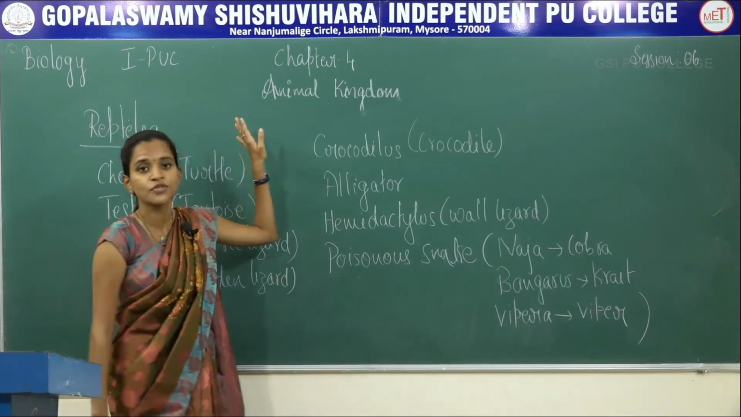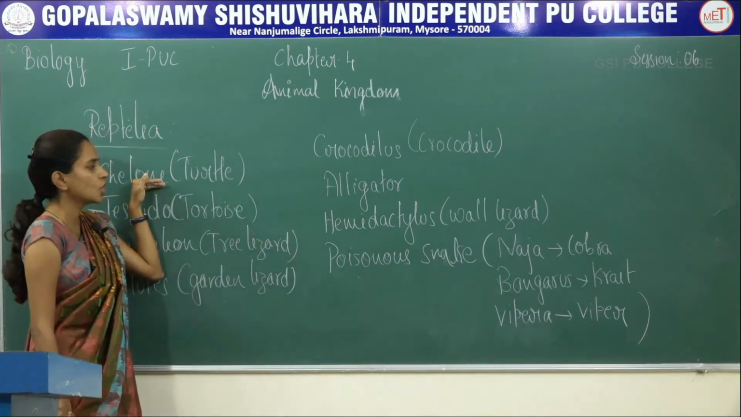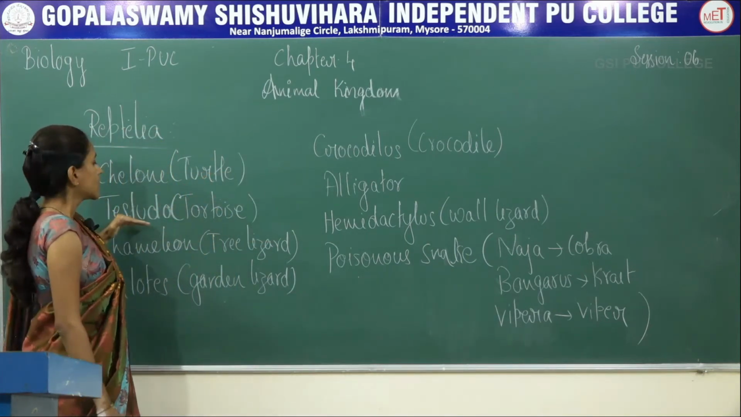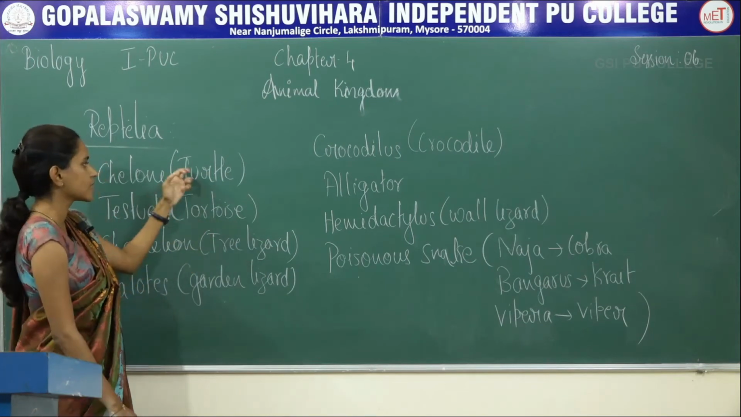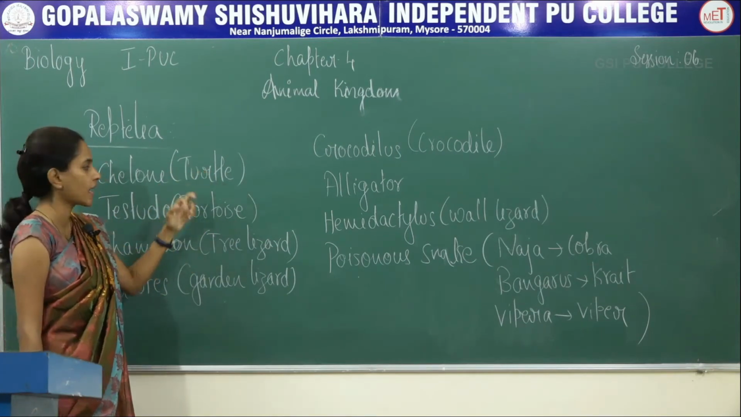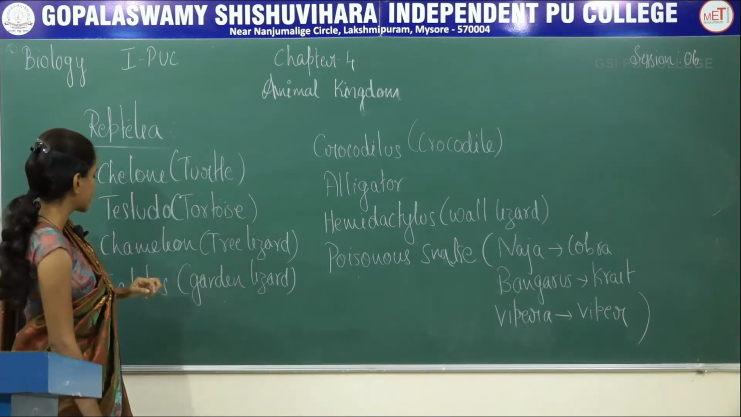Some of the examples for Reptilia will be Chelone, that is turtle, Testudo, that is tortoise. This is a marine or freshwater living organism. This is a terrestrial organism.